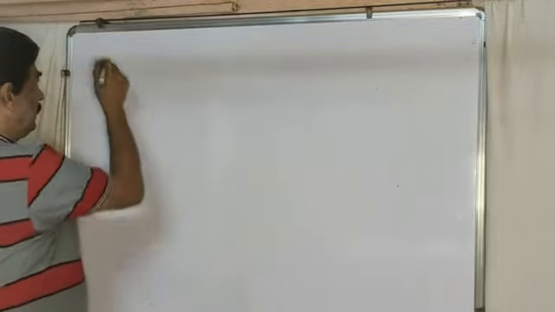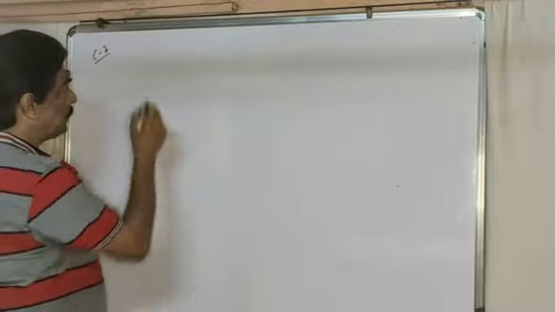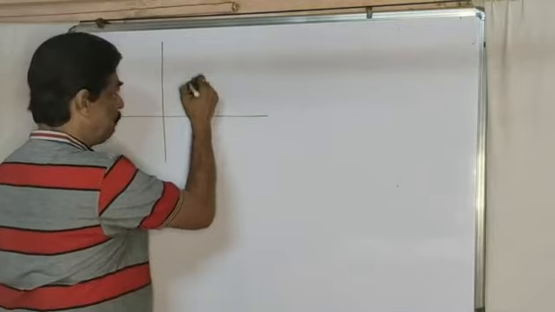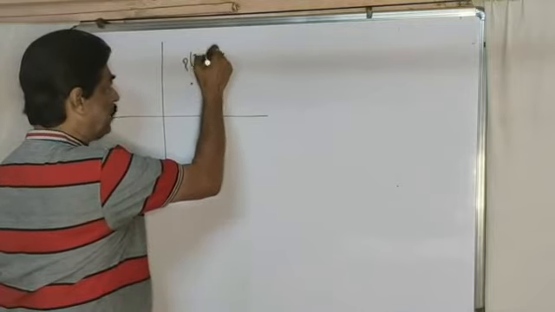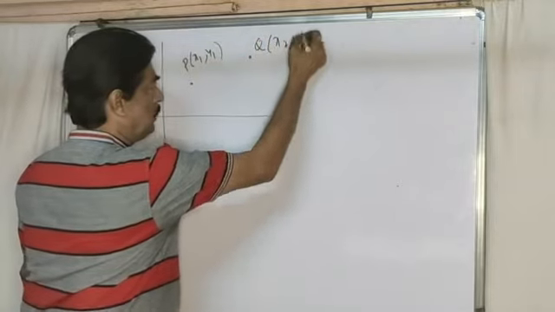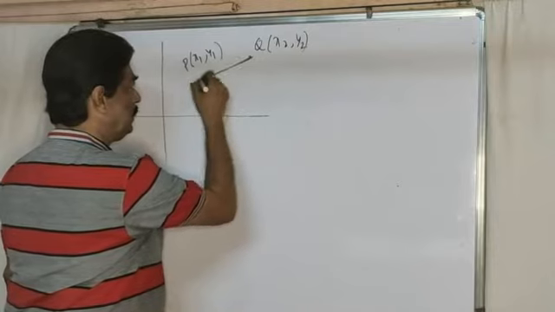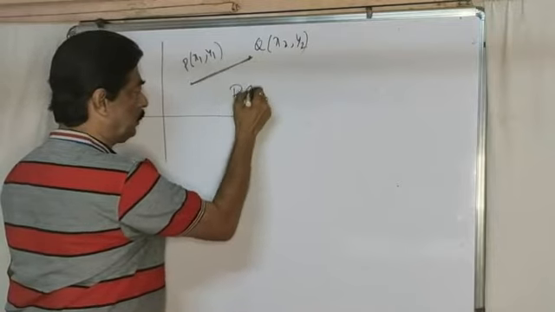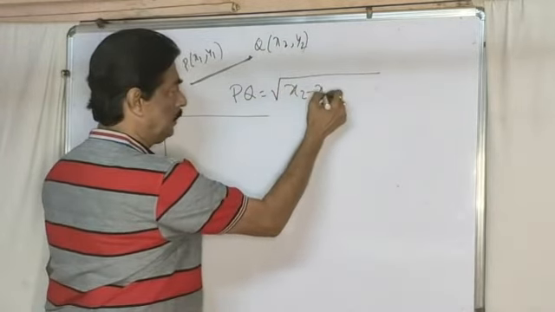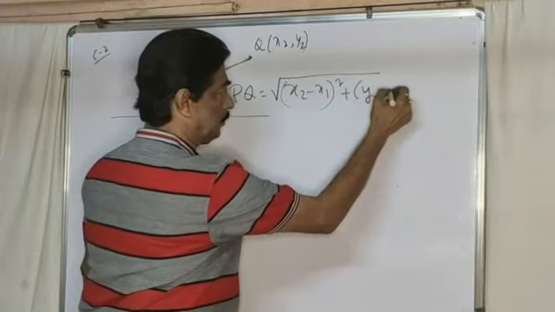Now, case 2. Let us consider these axes. P coordinate is x1, y1 and Q coordinate is x2, y2. Everything you know, I will just recapitulate. Distance between 2 points, the formula is PQ equals root over of (x2 minus x1) whole square plus (y2 minus y1) whole square.